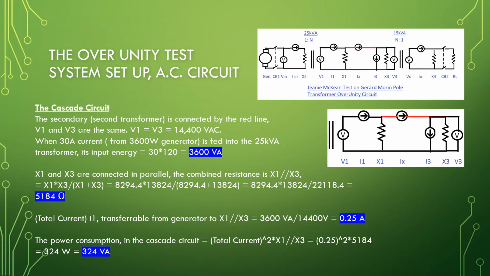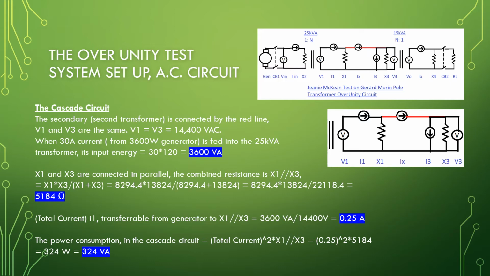X1 and X3 are connected in parallel. The combined resistance is X1 parallel X3 equal to X1 times X3 divided by X1 plus X3 equal to 8,294.4 times 13,824 divided by 8,294.4 plus 13,824 equal to 8,294.4 times 13,824 divided by 22,118.4 equal to 5,184 ohm.